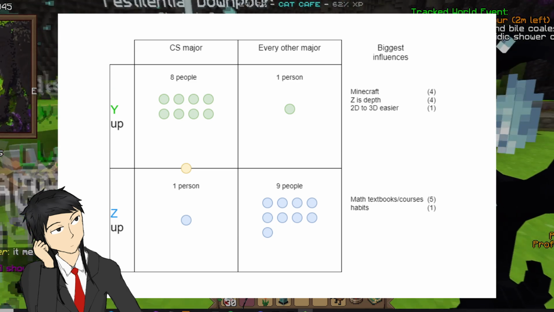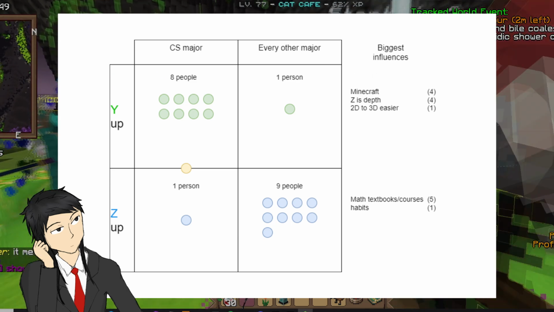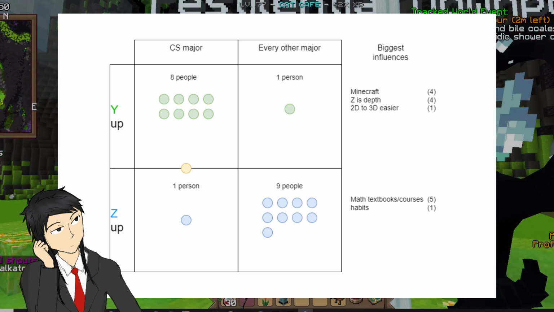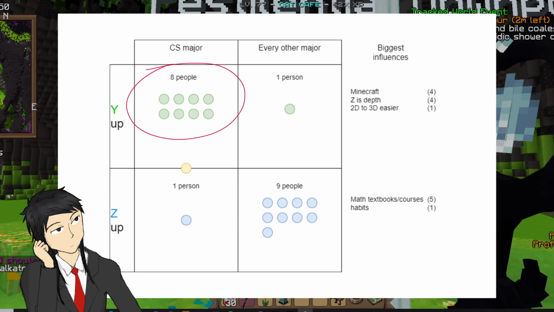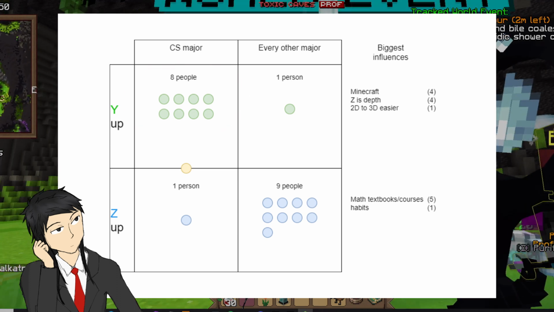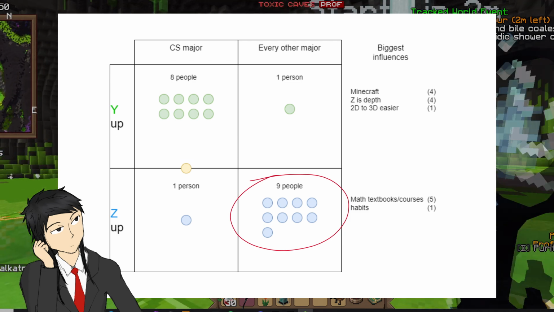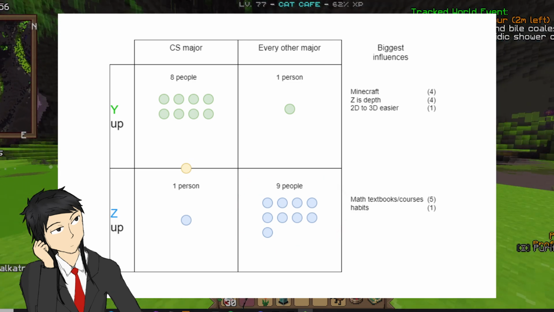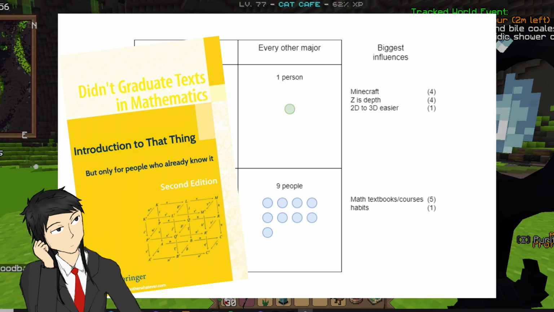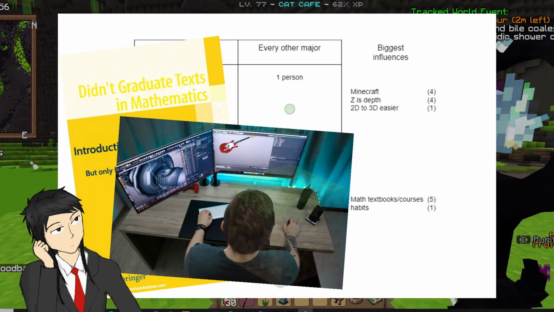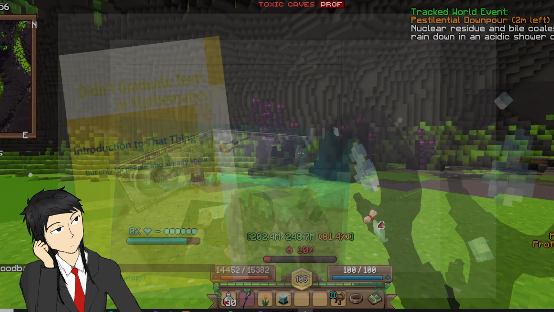So, I first did a quick survey of the homies around me. Well, as I said in the beginning, CS majors are likely to say y is up, while physics and engineering major prefer z is up. Still, the biggest influences by far are still math courses, computer graphics, and Minecraft addiction.